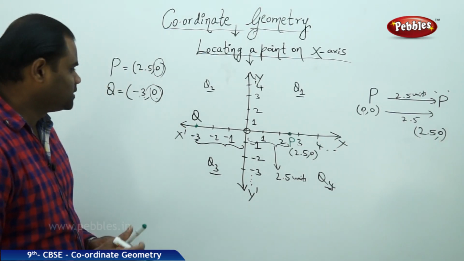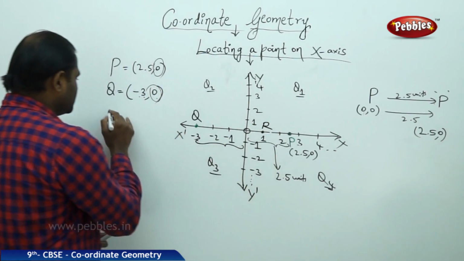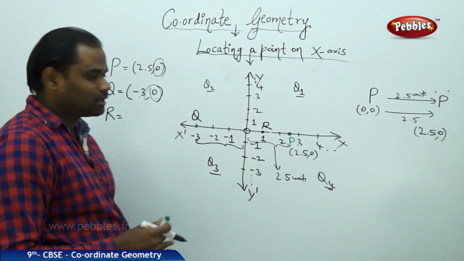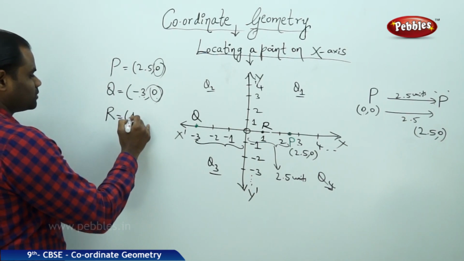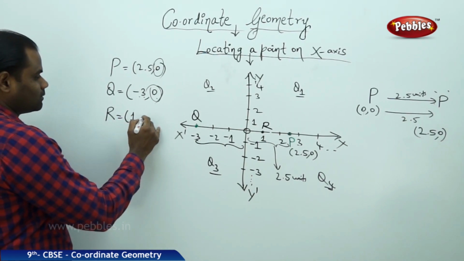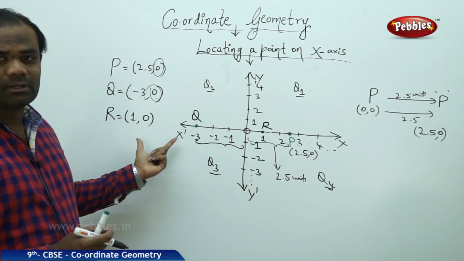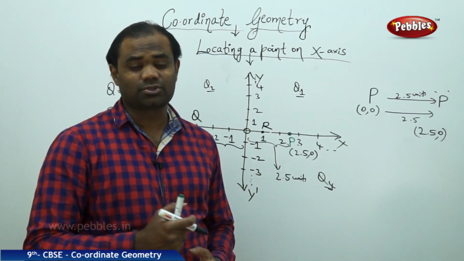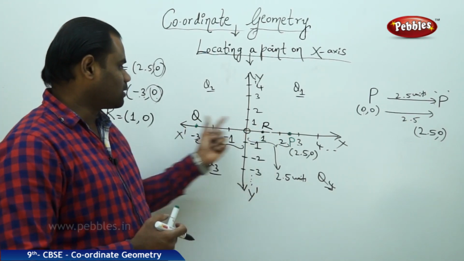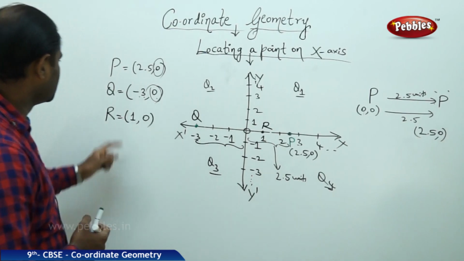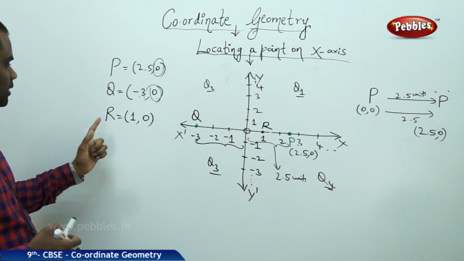Clearly, if we try with another coordinate, say R, I see that the coordinates of R are 1 unit to the right, no change in y. Therefore, plus 1 for x, and no change in y. What do we observe as the learning outcome in all these 3 coordinates? When we investigate the points P, Q and R on the x-axis, we see that point P is 2.5, 0, point Q is minus 3, 0 and point R is 1, 0.